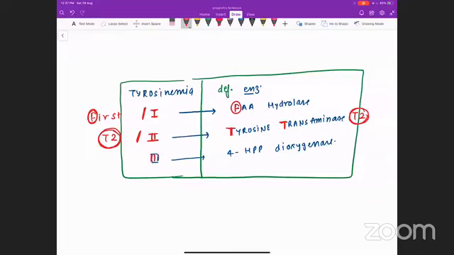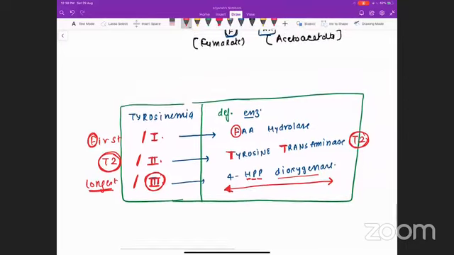Type 3. You can see 1, 2, 3, and 3 is the highest number. The higher the number, the longer the enzyme. This will be the longest option on your computer screen in the exam: 4-hydroxyphenylpyruvate dioxygenase. This is the longest enzyme in the entire pathway. So this is how we can remember: type 1 is first, type 2 is T2, and type 3 will be the longest one.